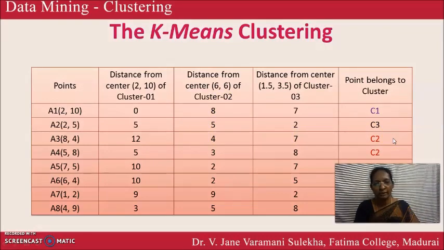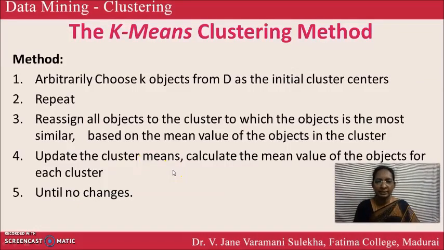Likewise, we have to find the distance between the cluster center and the point. Then we have to form the cluster according to the distance. This is how the K-means algorithm works. Now let's see the K-means algorithm once again. So first, arbitrarily choose K objects from D as the initial cluster centers. We have taken A1, A4 and A7.